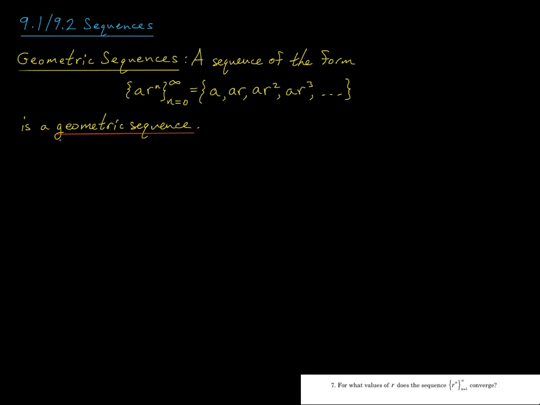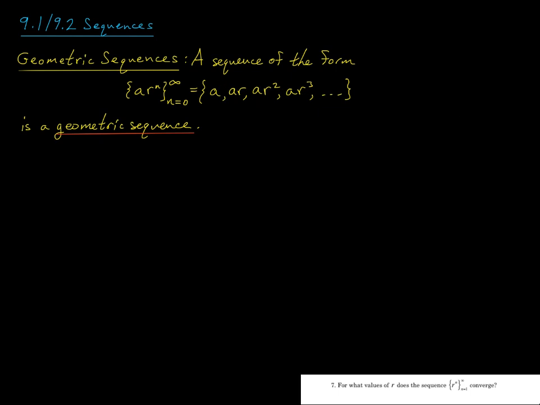In this video, we're going to have a look at what are known as geometric sequences, and then we will solve question 7 on the worksheet. All right, so what's a geometric sequence? Well, it's a sequence of the following form. I have some initial term, we'll call that A, and then for a geometric sequence, to get from term to term, we just repeatedly multiply by R.